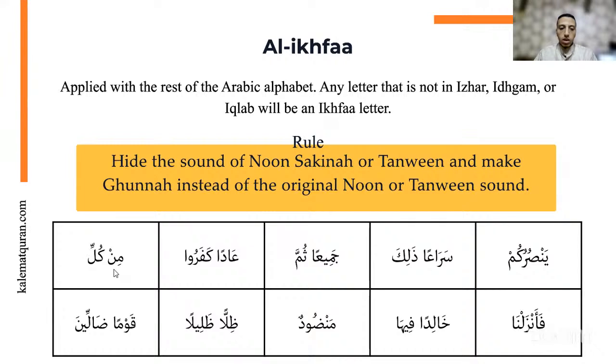Here, noon sakina followed by kaf again. So we will say من كل. I hope it's clear so far. If you have any questions, you can let me know in the chat. Here, noon sakina followed by letter zai. So we say فأنزلنا. Here we have actually tanween followed by letter fa.